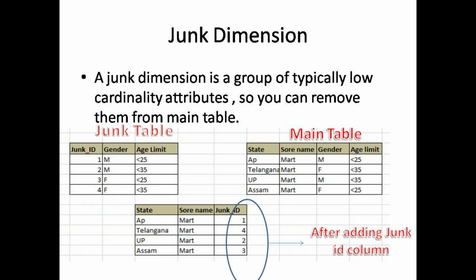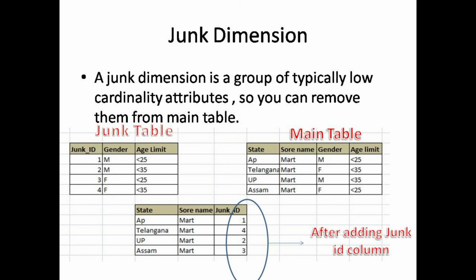So instead of male less than 25, we will give 1. Instead of male less than 35, 2. Same. So we need to remove those columns, the gender and age limit columns, and add junk ID. What about the main table? The main table had four columns. After adding the junk ID column, they have only three columns: state column, store name, and junk ID. So this will improve the performance.